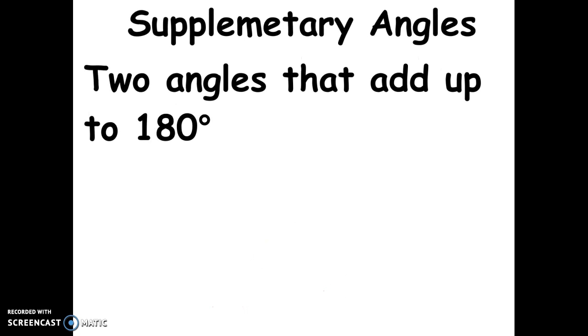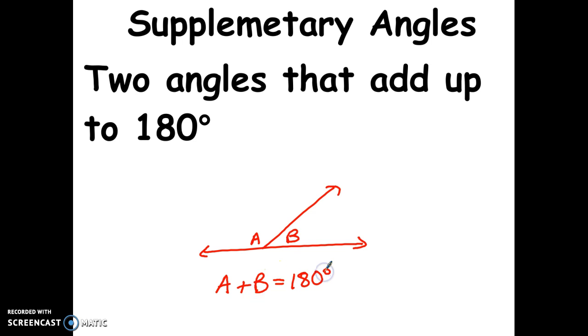Supplementary angles are two angles that add to 180 degrees. So again, we know a 180-degree angle is a straight line. And if we split this and we call this part angle A and we call this part angle B, we know that angle A plus angle B would equal 180 degrees.